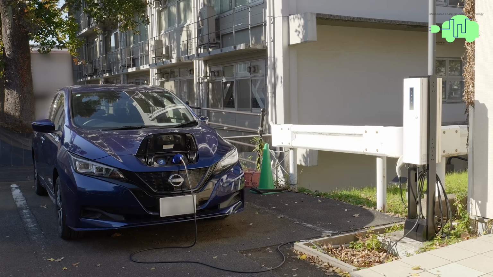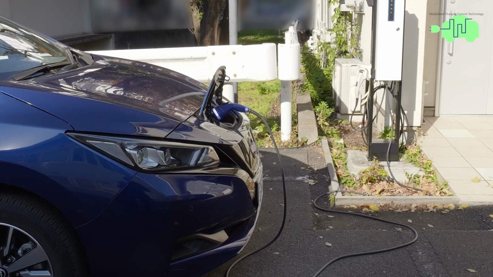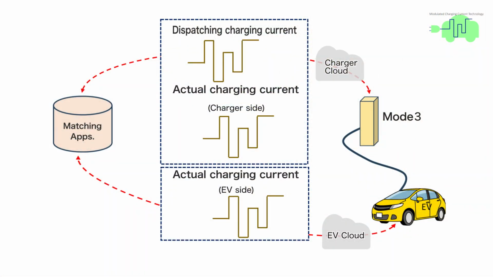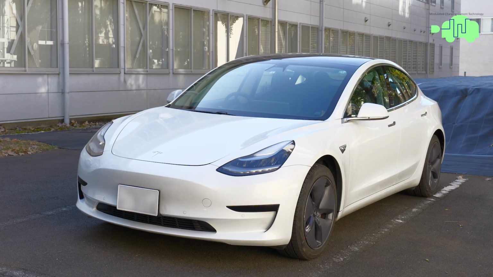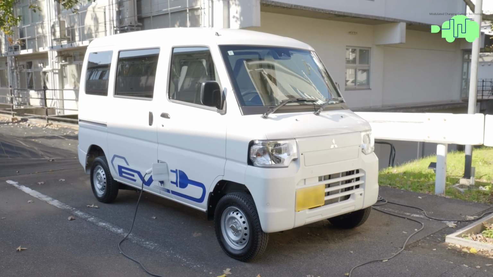The modulated charging current, developed by the University of Tokyo, actively changes the charging current, and it also acquires and compares the current patterns on the EV side and the charger side. By doing that, it confirms the match between EV and charger and it determines their connection status. We have recently conducted a demonstration experiment of this technology and would like to introduce it here.